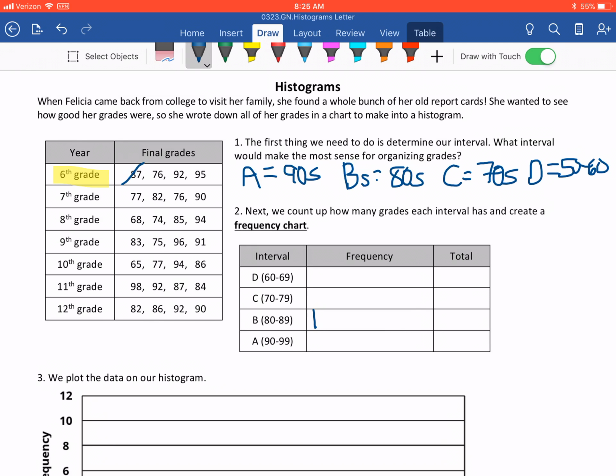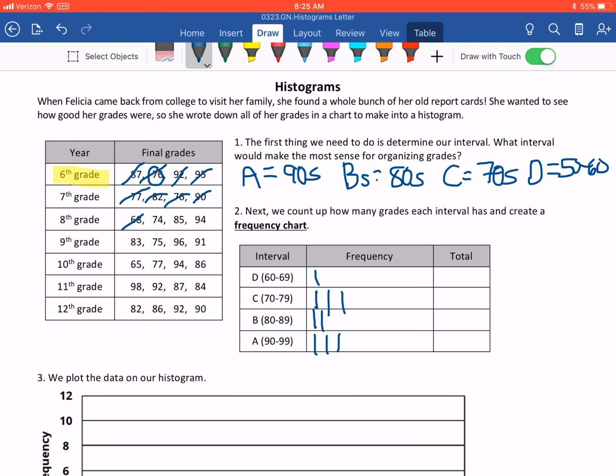Her next grade was a 76. Is a 76 going to be an A, B, C, or a D? Well, for the intervals that we see here, a C should be in the 70s. Then we have a 92, that's an A, and she got a 95, that's also an A. In 7th grade, she got a 77, so that's a C. I'm going to put a tally there, cross it out. 82 is a B, cross it out. 76 is a C, cross it out. A 90 is an A, cross that one out. Oops. Get rid of that little dot. All right, in 8th grade, she got a 68.